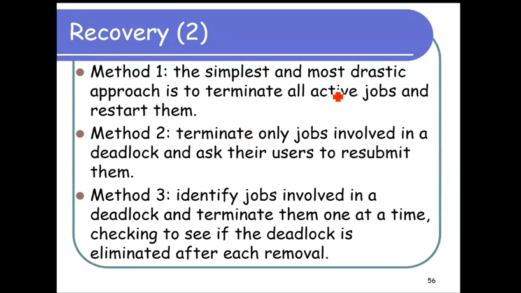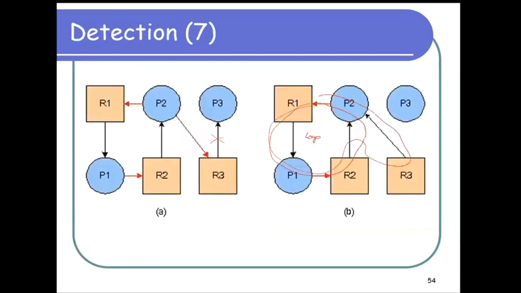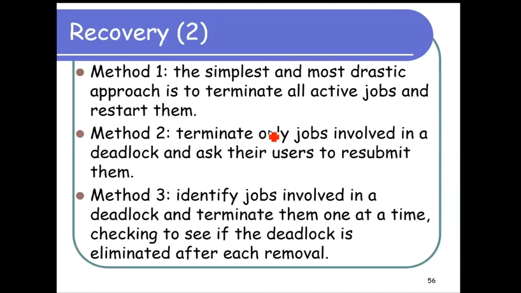The simplest and most drastic approach is to terminate all active jobs and restart them. Method 2, terminate only jobs involved in a deadlock and ask the user to resubmit them. You can do a control delete and end certain tasks if your computer becomes slow. Method 3, identify jobs involved in a deadlock and terminate them one at a time, checking to see if the deadlock is eliminated after each removal.